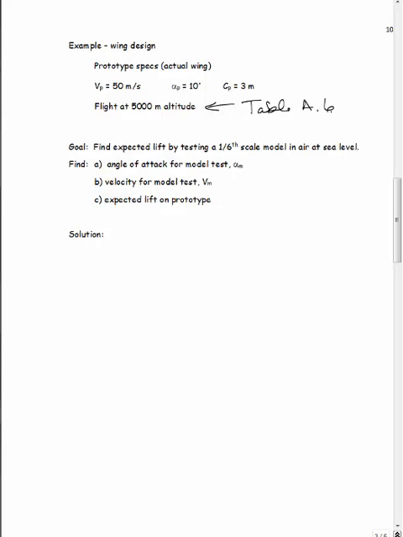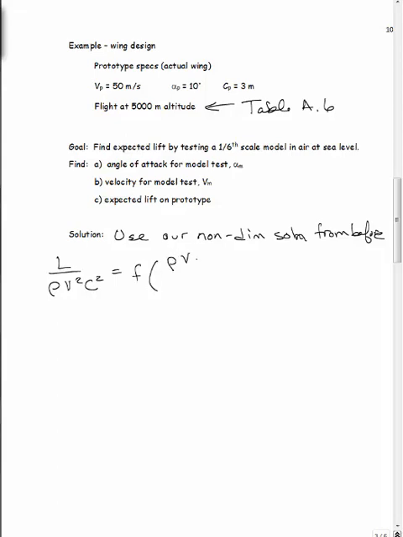So what we have to do is use our non-dimensional solution from before. What we had was L over rho V squared C squared. We could have thrown in a 1/2 there if we wanted, or pi over 4, but this is directly what we got when we did our example. It equals F of rho V C over mu and alpha, or F of the Reynolds number based on the chord length and alpha.